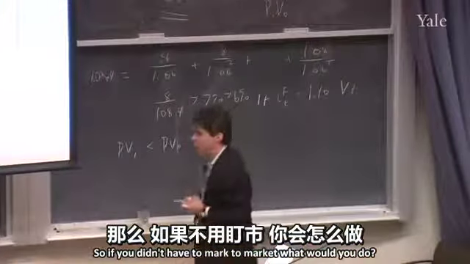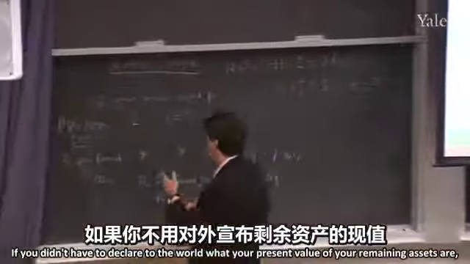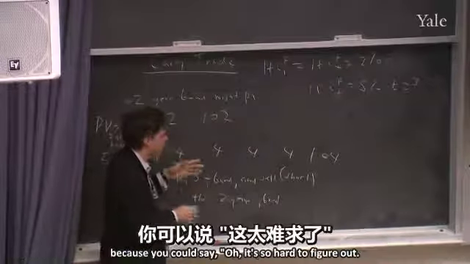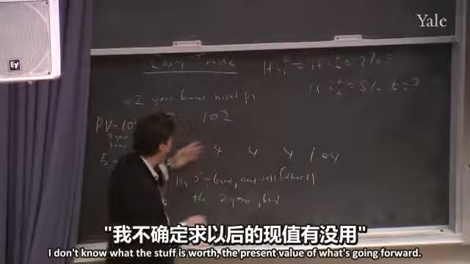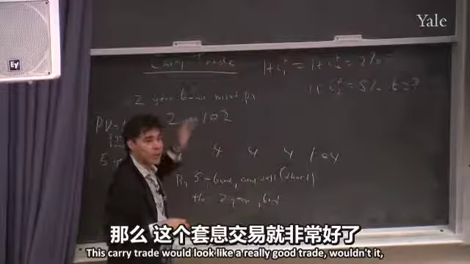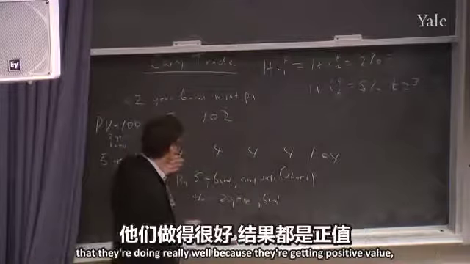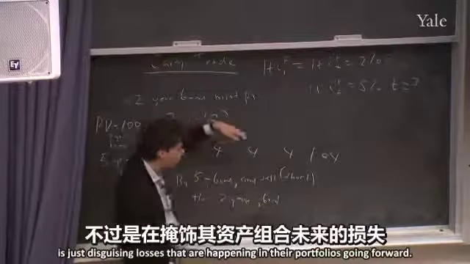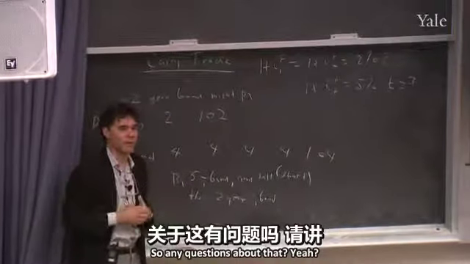So if you didn't have to mark to market, what would you do? If you didn't have to declare to the world what the present value of your remaining assets is, because you could say, oh, it's so hard to figure out, I don't know what the stuff is worth, the present value of what's going forward, I just know the cash that's coming in. This carry trade would look like a really good trade, wouldn't it? And a lot of people would do it, because the public would think they're doing really well because they're getting positive value. But in the future, that positive value is just disguising losses that are happening in their portfolios going forward. So any questions about that?